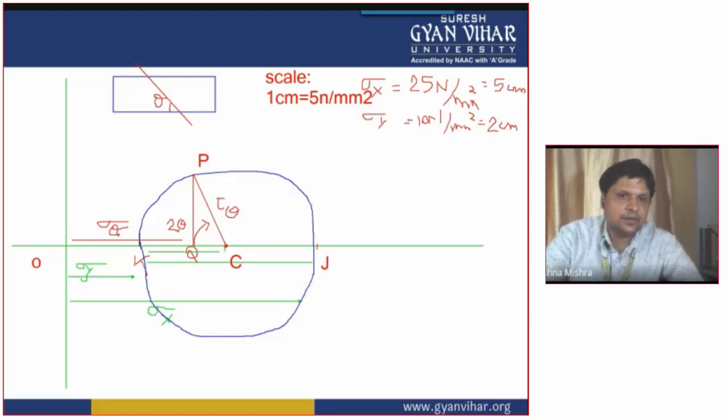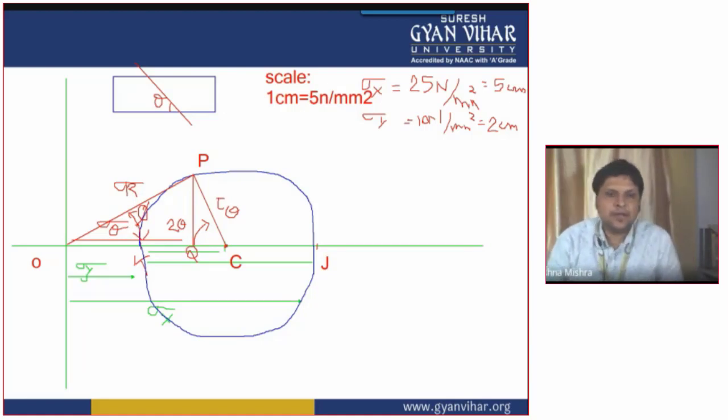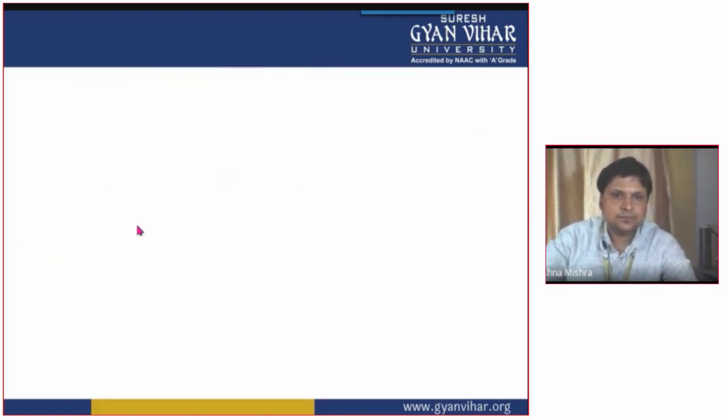If you have to find the resultant of this sigma theta and tau theta, you will have to join this P with this O. Joining P with O will give you the value of the resultant, sigma r. The angle of the resultant you can find by measuring this angle. This angle is your phi, the angle of obliquity. In this way, students, you can calculate the value of sigma theta, tau theta, as well as the angle of obliquity.